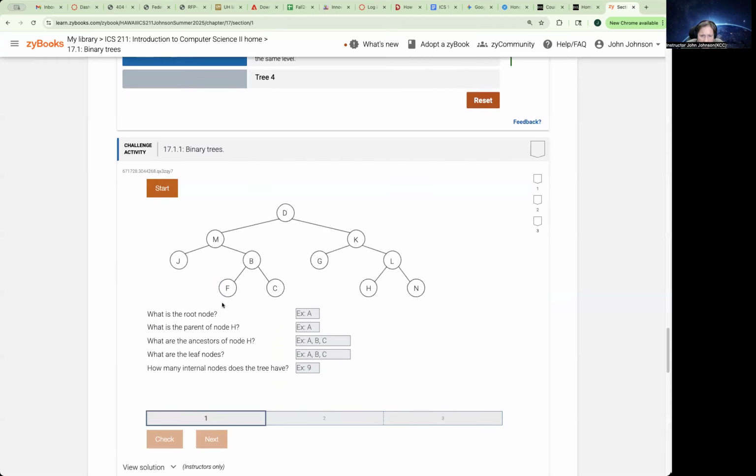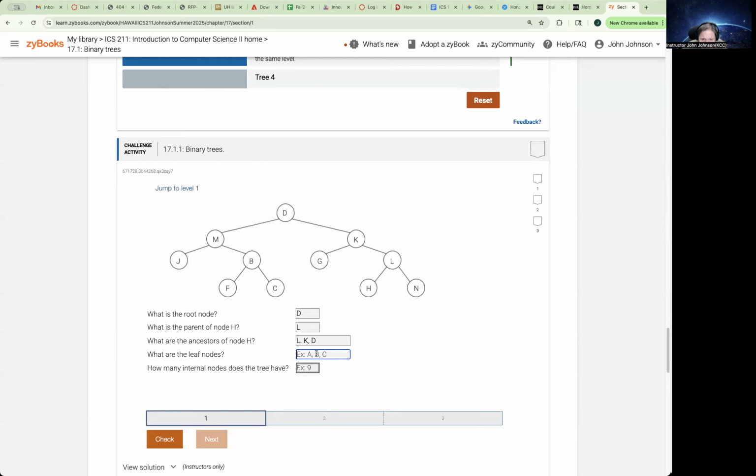Binary trees, let's go here and look at it. This is our challenge. So we start this. What is the root node? Our root node is D. It's easy enough. What is the parent node of H? So if you look at H, you go and find the parent. The parent is going to be L. And then what are the ancestors of the node H? So if you look at H, the ancestors are going to be L, K, and D. All right, L, K, D.